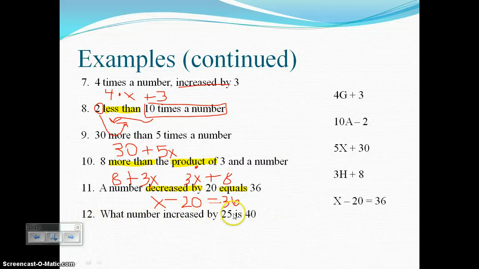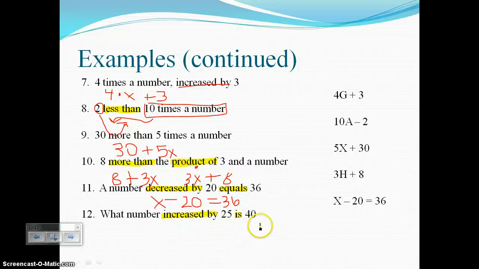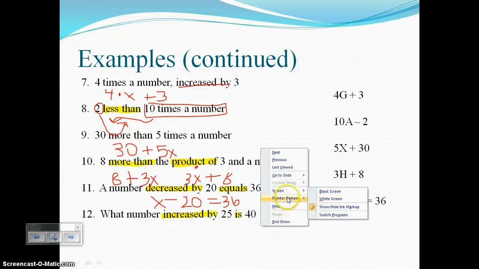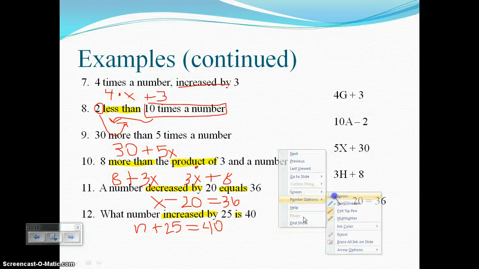What number increased by 25 is 40? So let's pull out our keywords again. Our keywords are increased by and is. So what number? Well, do we know what number that is? No, we don't. So we're going to give it a variable. So n, increased by. What does increased by mean? You're right, it does mean to add. 25 is, what's is? Awesome job. It does mean to equal. And 40. So I'd have n plus 25 equals 40.